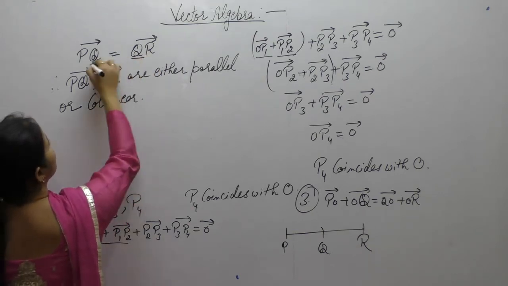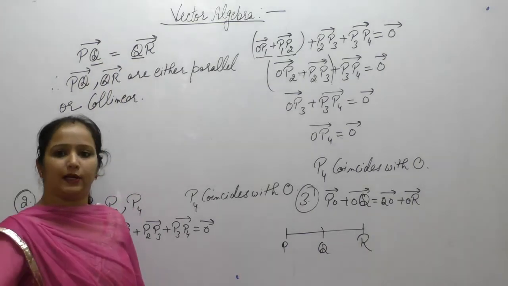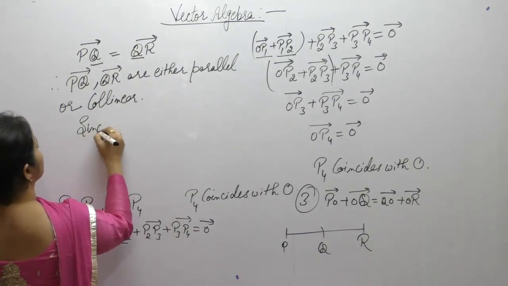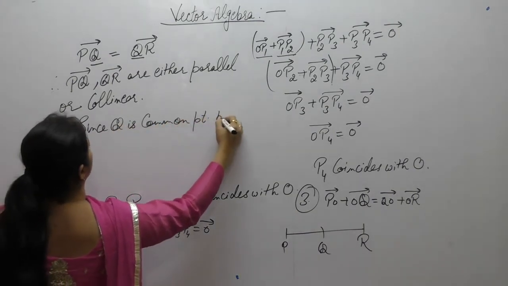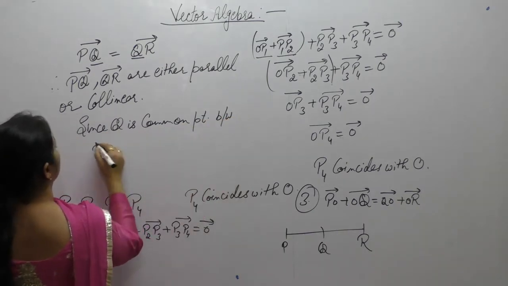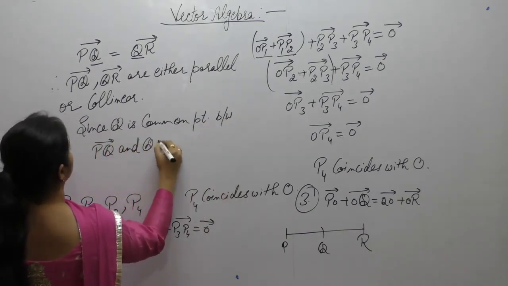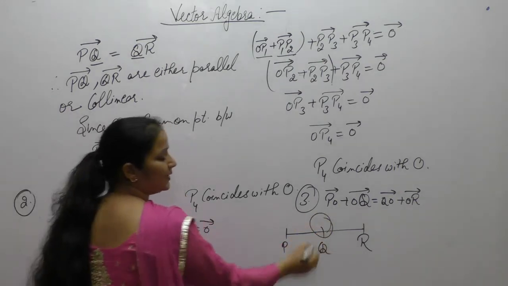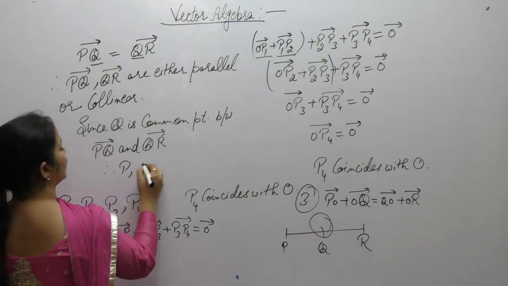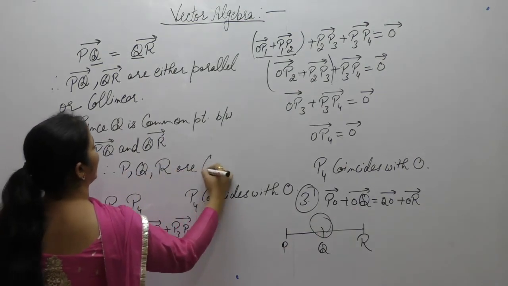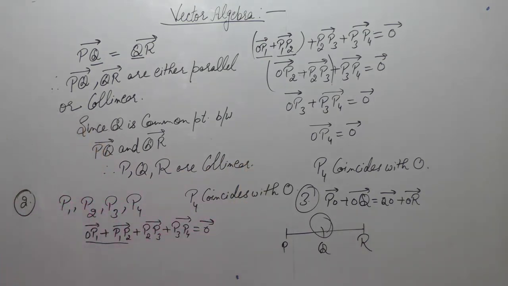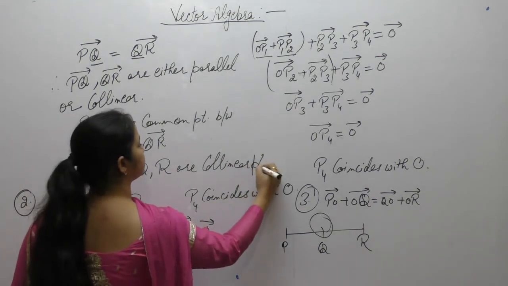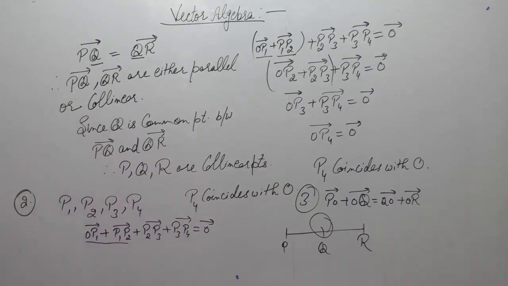Now since Q is the common point between PQ vector and QR vector, therefore P, Q, R are collinear points. This is what we wanted to prove. Hence points P, Q, R are collinear points. Note up to here.